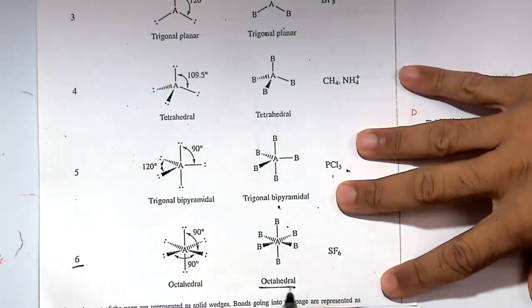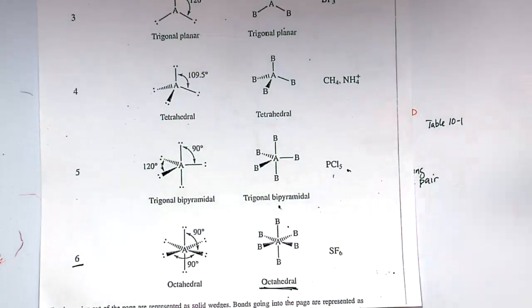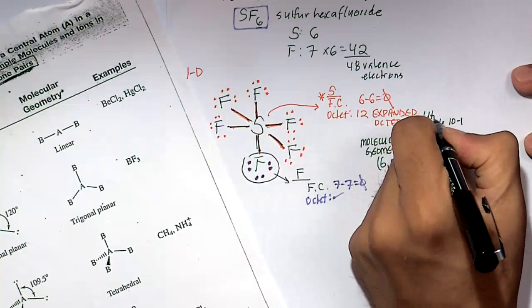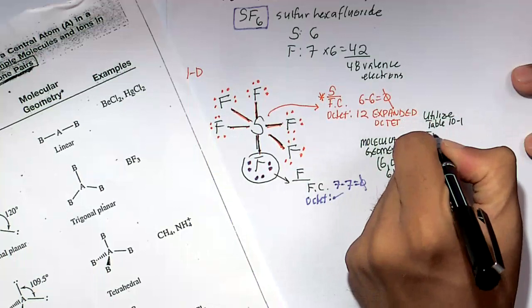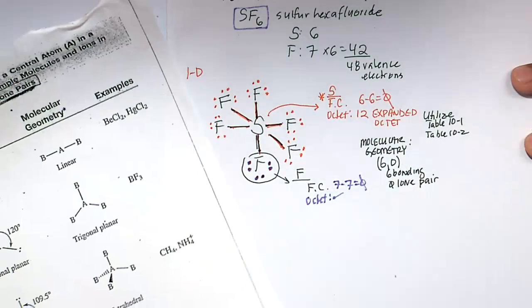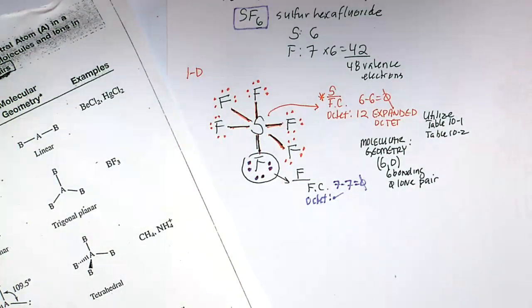Octahedral. And in fact, this is the example of an octahedral molecule. So the molecular geometry, how this would look in 3-dimensional space, is octahedral. Make sure you utilize 10.1 and 10.2 for your exams. I'll give you more information on your exam next week. I'm still in the process of making it. So the molecular geometry is octahedral.